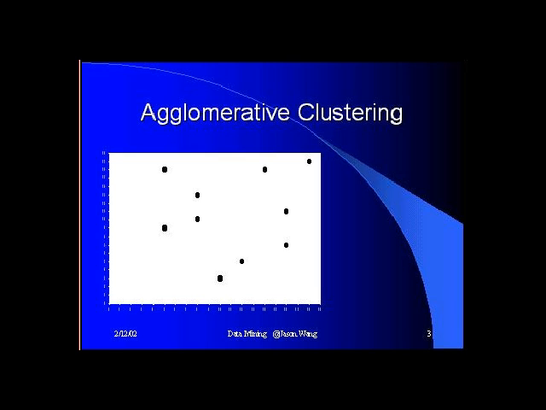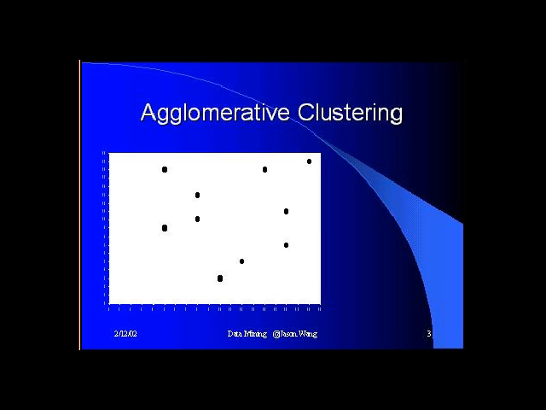Okay? So we start with these 10 points. And initially, each data point is one cluster. So now you have 10 clusters. And your goal is to eventually come up with 2 clusters only. So you start with 10 clusters, and you keep on merging them until you have only 2 clusters at hand.